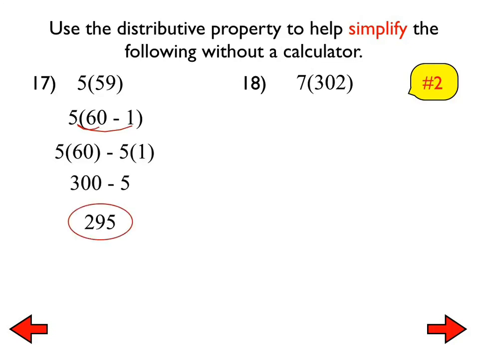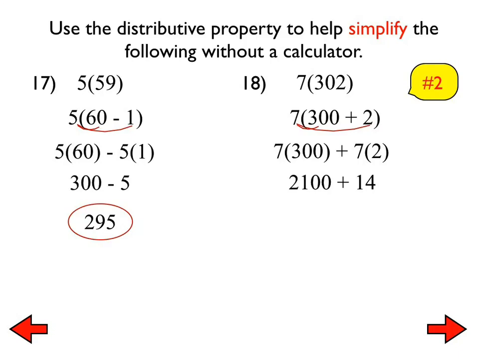In number 18, though, I think that it's probably easiest to use addition, because it's very easy to multiply 7 times 300 and then 7 times 2, and that would give us 2100 plus 14, which is 2114. All right, 2 more problems left, and then we're finished for the day. Do number 19 and number 20, please.